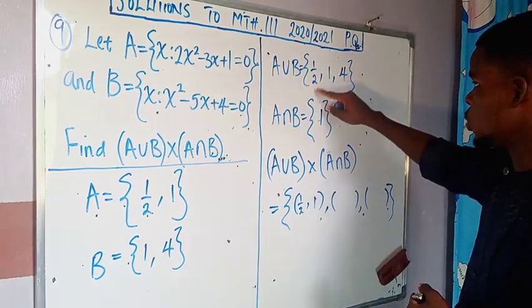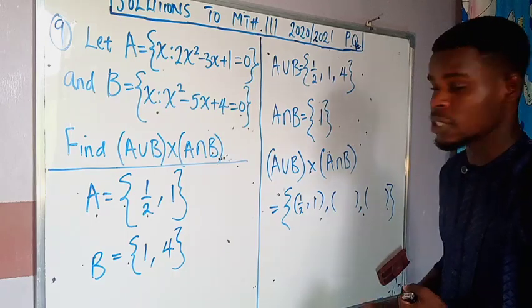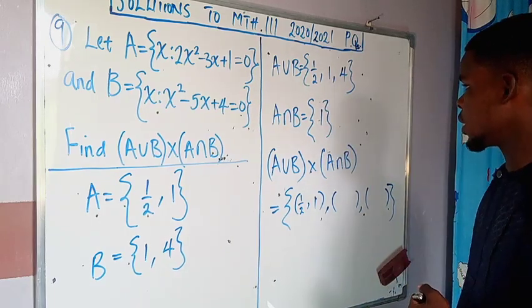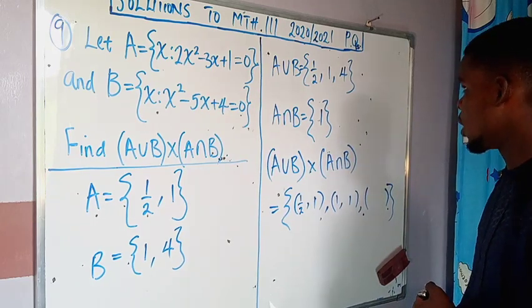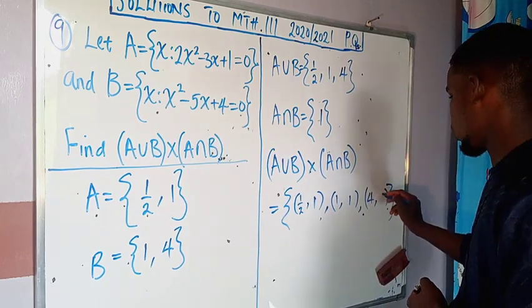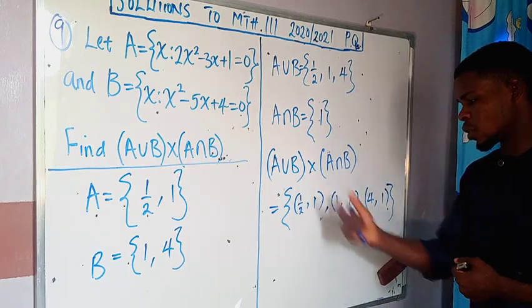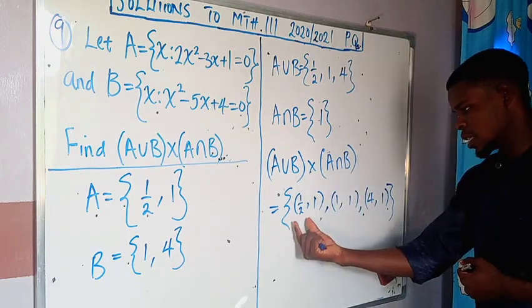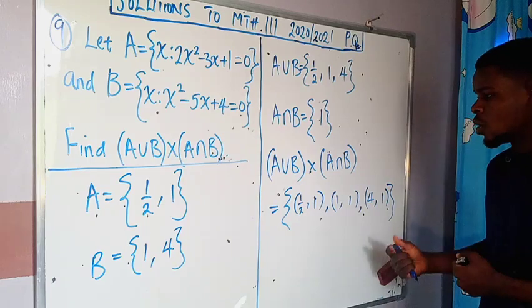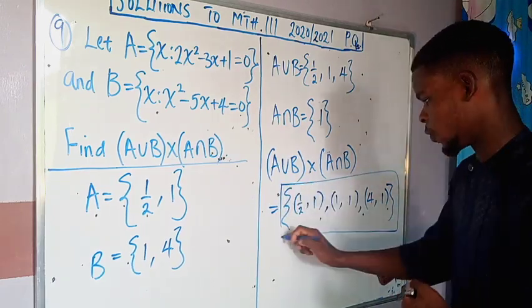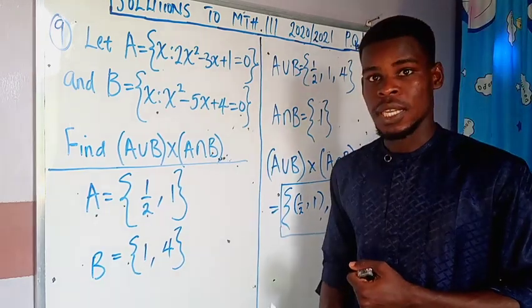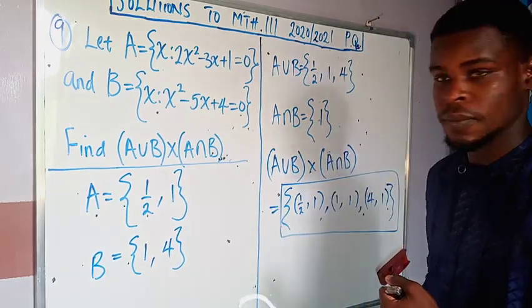Then the next thing is, since we've exhausted all the elements in this second set using 1/2, we will now get to 1 and exhaust all the elements there, and then we will get to 4 and put 1. This right here is the cross product of those sets. It is a set containing ordered pairs, right? Okay, that's very nice. So this is the solution. This right here is what is required of you. Okay, that was easy. Now let's move over to the number 10 question.